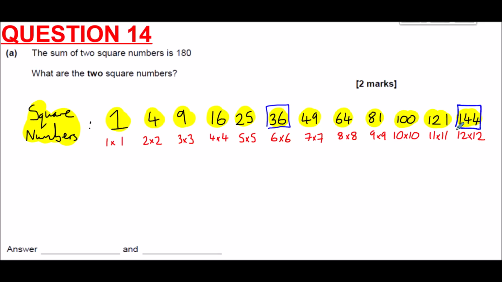You can do this by trial and error, just trying different combinations of square numbers until you get two that add up to the right thing. But 144 plus 36 does add up to 180. And so the two square numbers we need are 36 and the second one is 144.